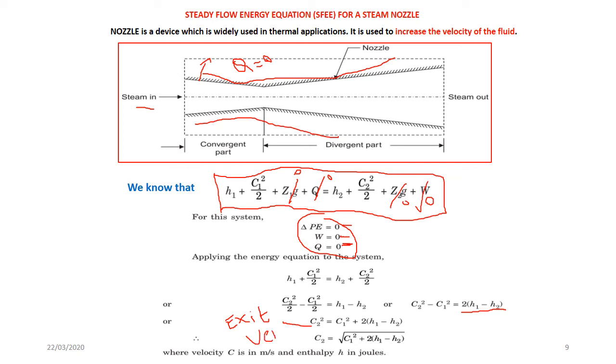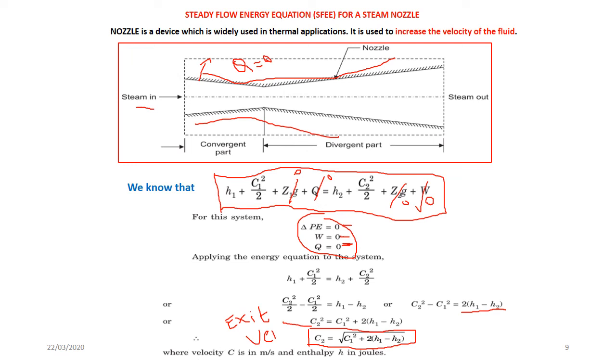Okay, so mathematically I can write C2 square is equal to C1 square plus 2 into H1 minus H2. If we take the square root, I can write C2 as the square root of C1 square plus 2 into H1 minus H2. Now here H is in joules. So this is the final formula for a nozzle to find the exit velocity. C2 is equal to root of C1 square plus 2 into H1 minus H2.